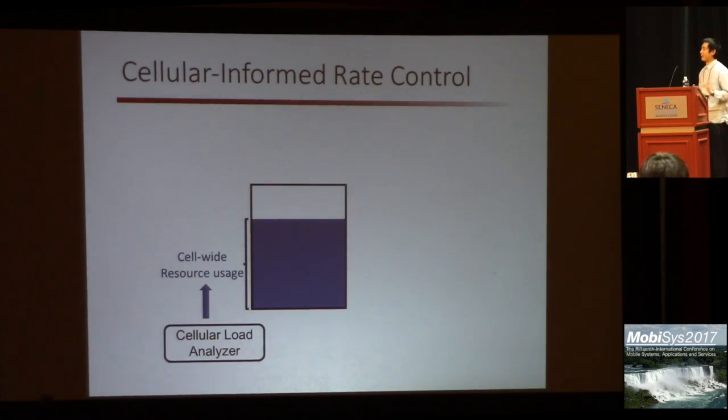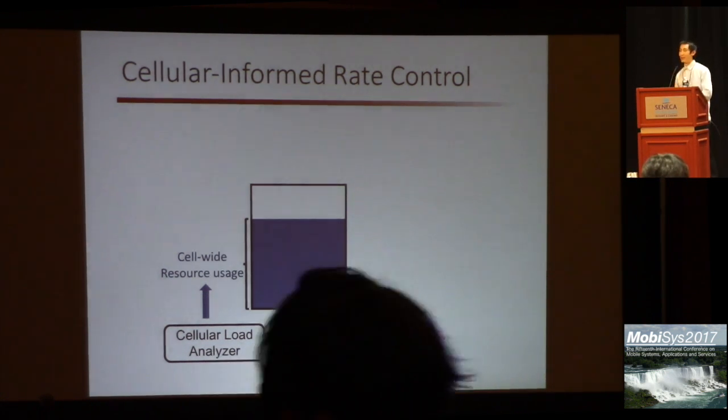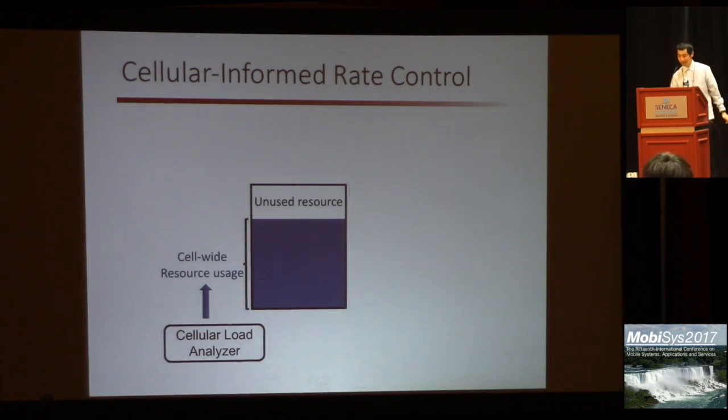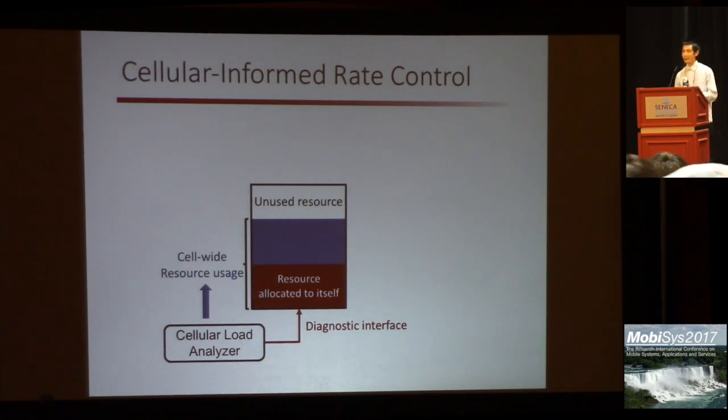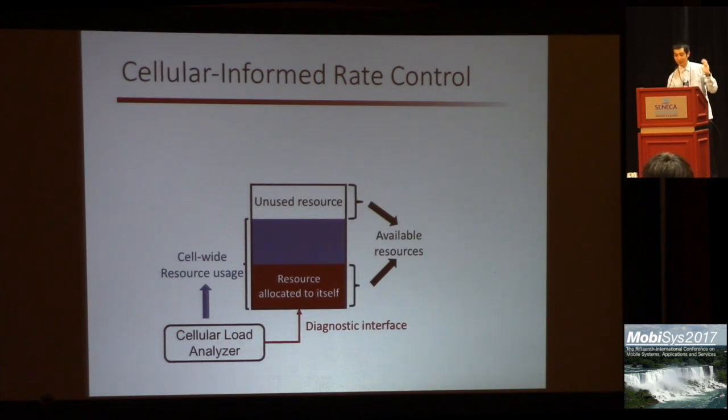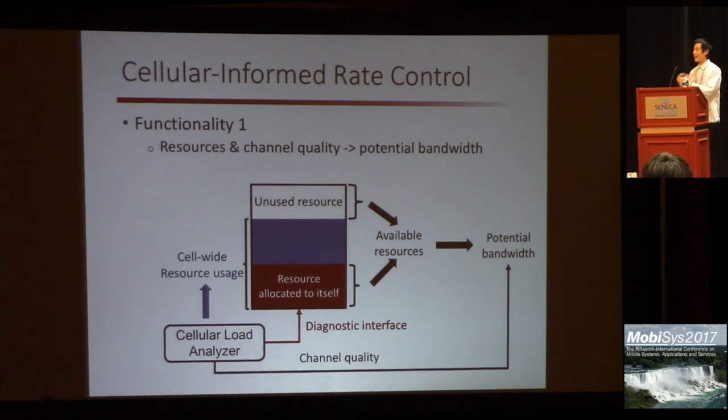After getting the cell-wide resource utilization, the cell load monitor will feed into the Cellular-Informed grid control module, which can then estimate the amount of unused resources over the channel. Meanwhile, from the phone's diagnostic interface, we can also get the amount of resources allocated to the user itself. By combining these two, we will know the amount of total available resources. Then, based on current channel conditions, we can map it to the available potential network bandwidth.